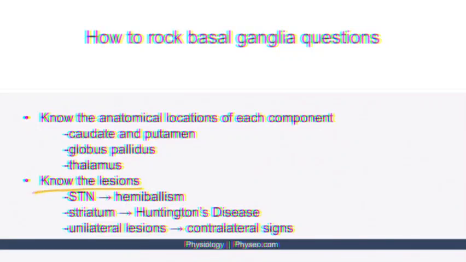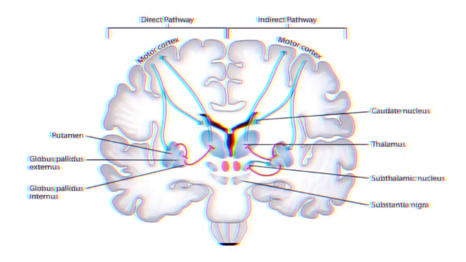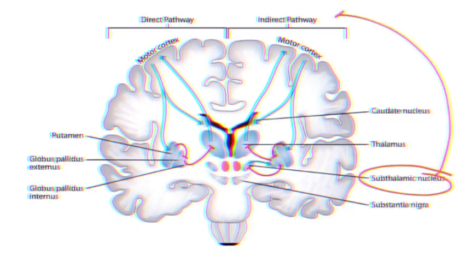So now let's talk about the other portion of rocking your basal ganglia questions, which is knowing the lesions. The first thing you need to know is that damage to the subthalamic nucleus leads to hemiballismus. Next, know that damage to the striatum, or the caudate and putamen, leads to Huntington disease. Also, it's really important to know that unilateral lesions cause contralateral signs, and we'll explain what we mean by all of this. Here's the full image of figure 8.31 from your text, and notice that if you damage the subthalamic nucleus, you will cause dysfunction of the indirect pathway.